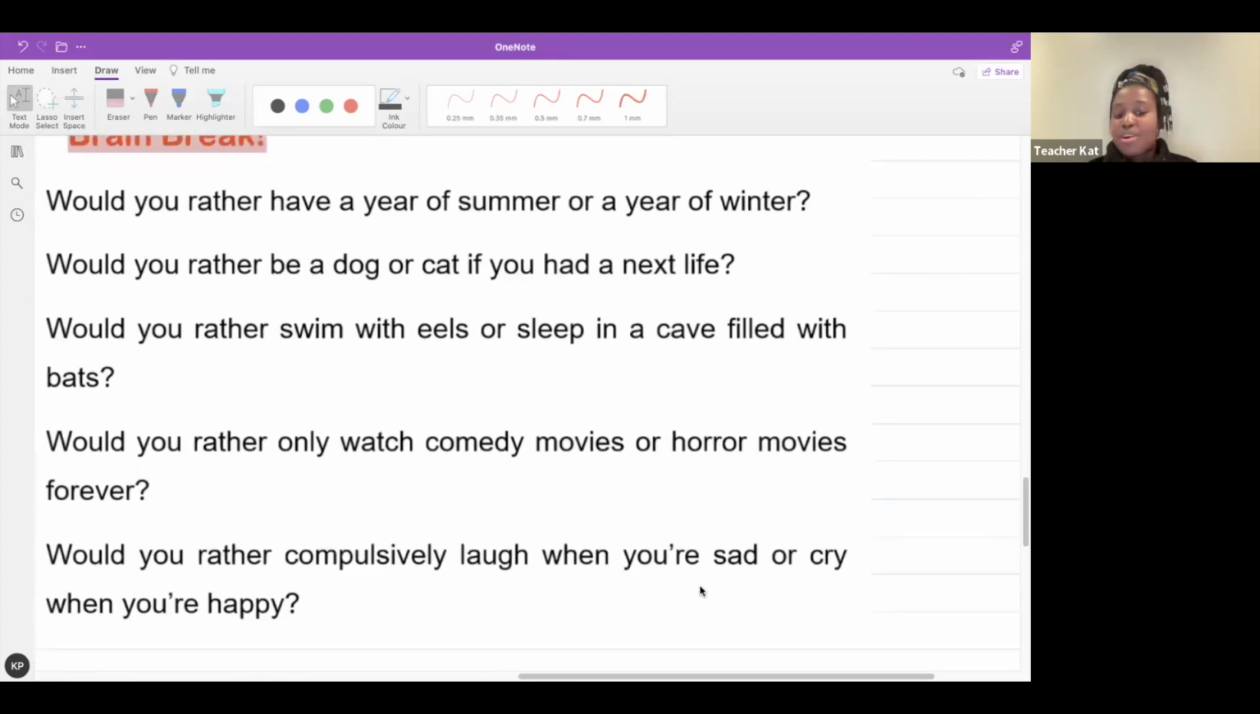And the last one, would you rather compulsively laugh when you're sad or compulsively cry when you're happy? Like out of nowhere. When you're sad, you just burst out laughing. Or when you're sad, you just burst into tears. I mean, when you're happy. What? I'm mixing them. Wait. Compulsively burst out laughing when you're sad or burst into tears when you're happy.